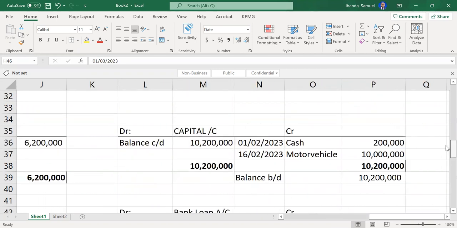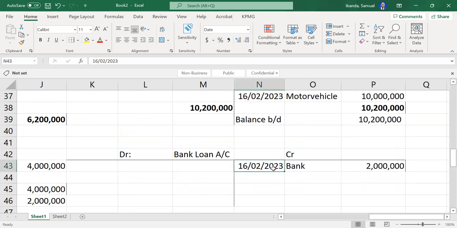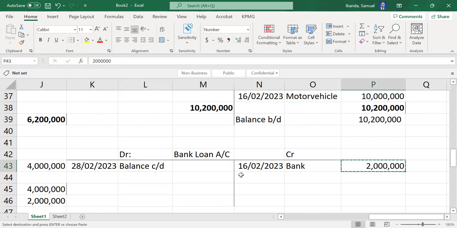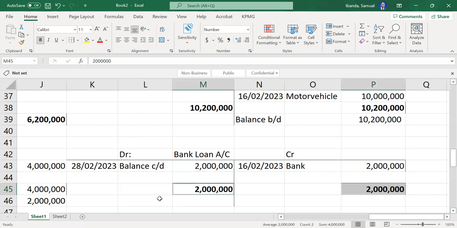So we balanced off our capital. We can balance off our bank loan. In the same way, we can also just give this a date, 28/02/2023, and we have what is called balance carried down of 2 million because this side didn't have anything. So even our total will definitely be 2 million for here and here. Those will be our respective totals.